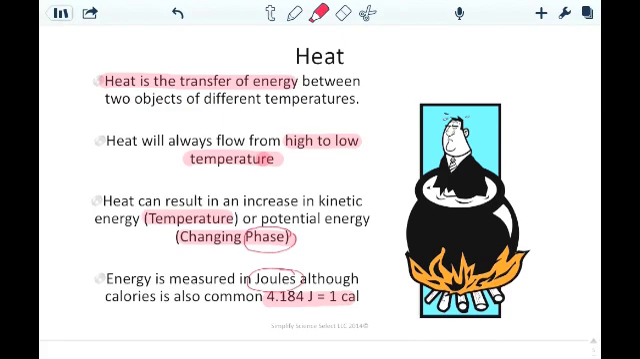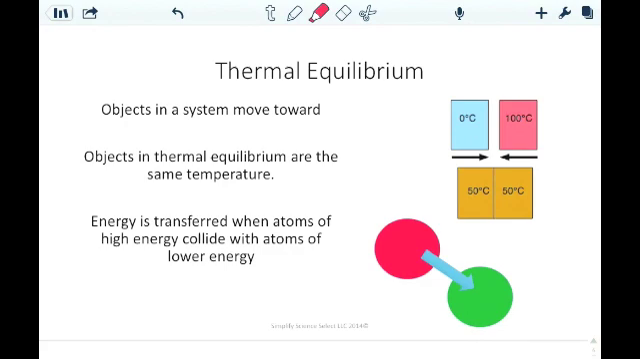So, moving on, thermal equilibrium. Now what this means is that energy is transferred when atoms of high energy collide with atoms of low energy. We can say that objects in thermal equilibrium are the same temperature. This is an important concept. In the lab, when we put the really hot bolt into the water, eventually they both became the same temperature.